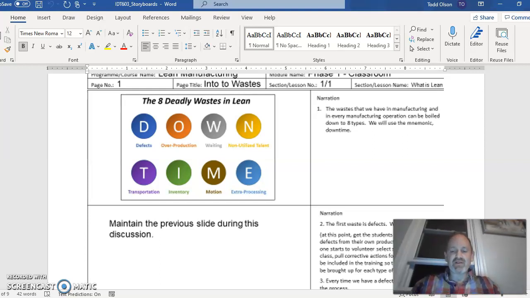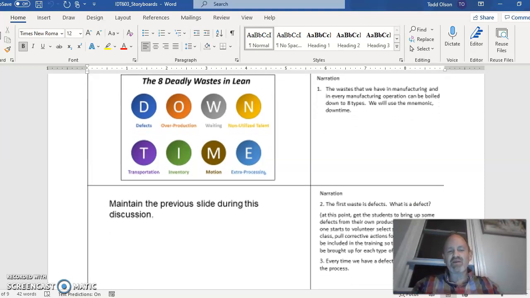So the next few slides that we're going to be using are really maintaining that slide on the screen and then just going through the different aspects and trying to talk to the individuals and the learners about what's going on, what does defects mean, what does overproduction mean, and put it in terms of what we do now. We want to make sure that it's always relevant to the job that they're doing now, to maintain that relevance. If you don't maintain the relevance, we'd lose them.